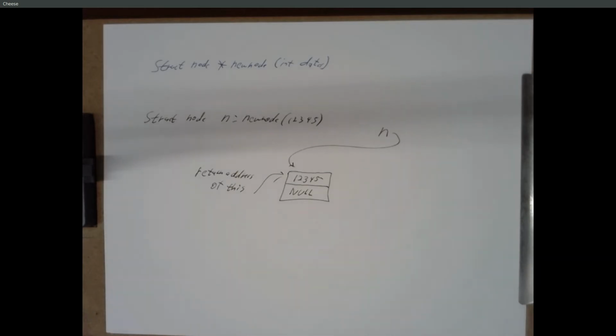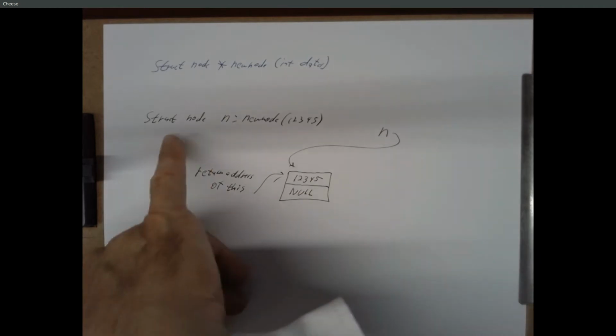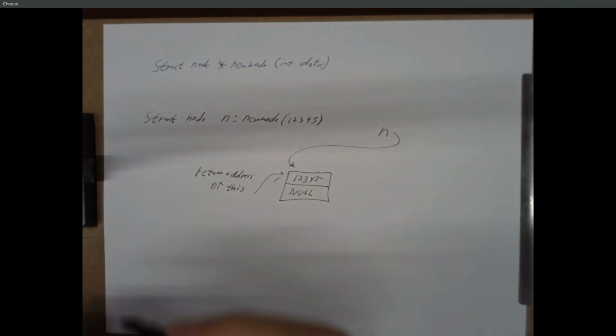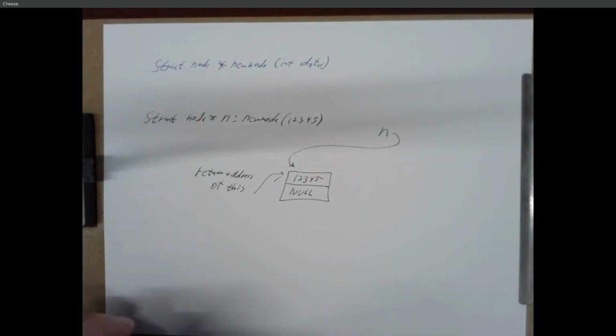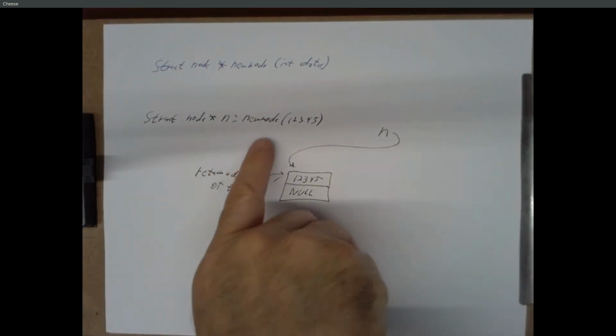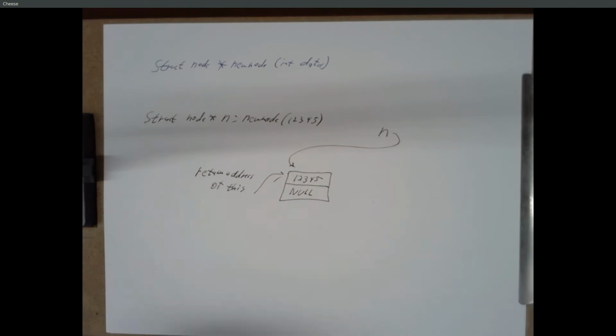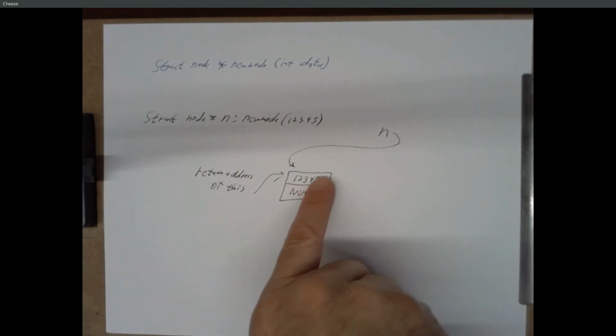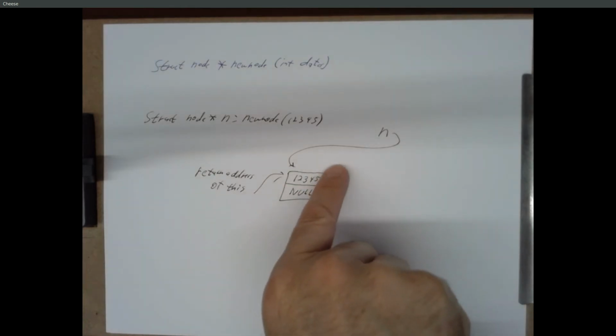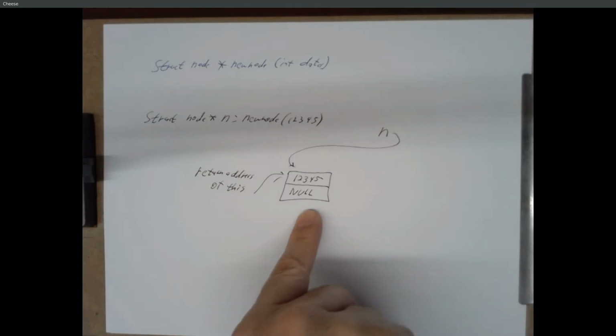So new node allocates a block of memory, sets the data field, sets the next field, and returns the address of that block as the function value. And if you're writing a program to test it, make a struct node. This has to be a star. It's got to be a pointer to a struct node. Set that equal to the return value. And now if I look at n arrow data, it should be 1, 2, 3, 4, 5. If I look at n arrow next, it should be null.